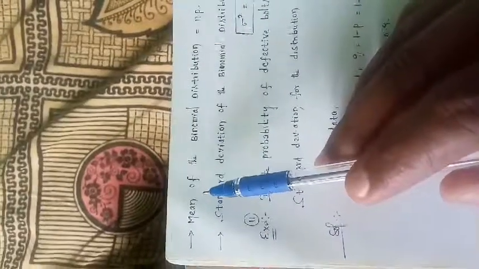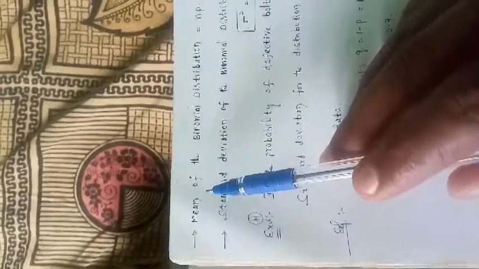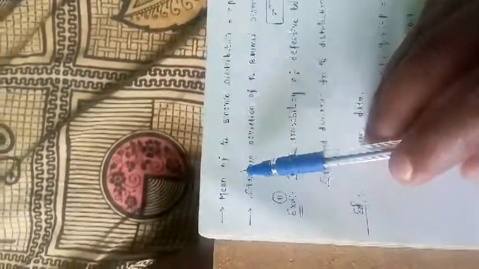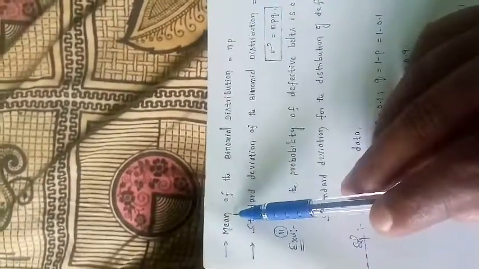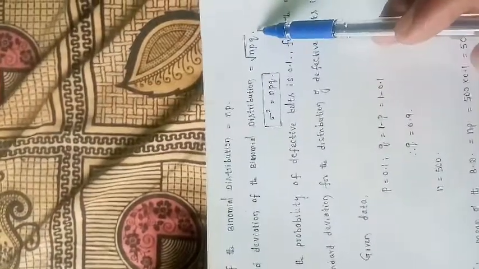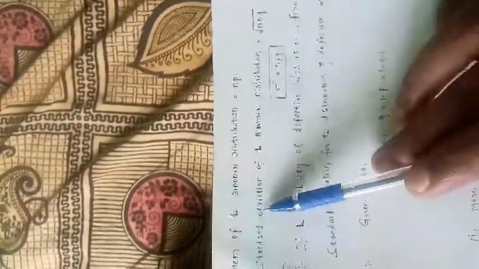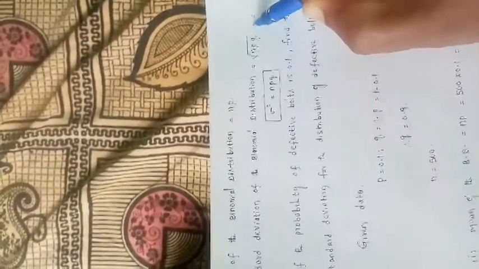Students, in the previous class we discussed the binomial distribution. In that we have to see the mean and standard deviation. Remember this: the mean of the binomial distribution is equal to n into p. The standard deviation of the binomial distribution is root npq. You can represent the standard deviation with sigma.